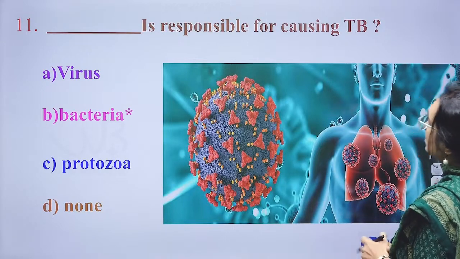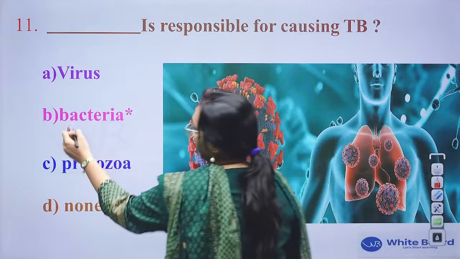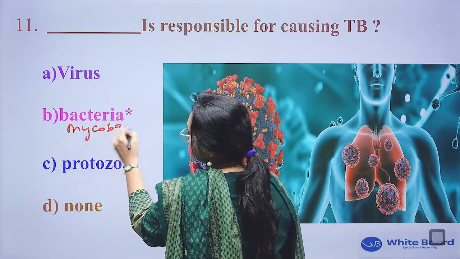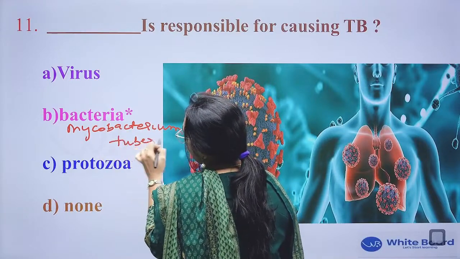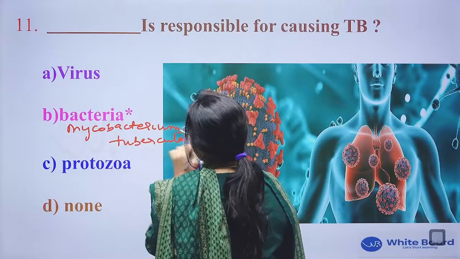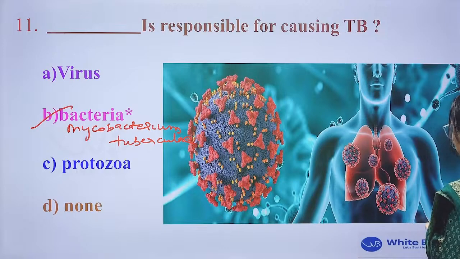Next, dash is responsible for causing TB. Mycobacterium tuberculosis. So, answer here is bacteria, B.